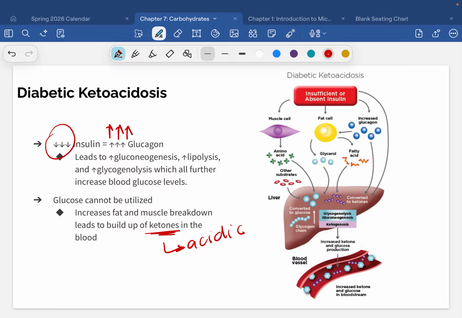The acidic blood, we're going to talk about blood gas levels and blood acidity and blood alkalinity in a couple of chapters, but acidic blood is not a good thing. So eventually the increase of glucagon, the breakdown of muscles, the breakdown of fat, the buildup of ketones is going to lead to acidic blood, which will cause a coma. And eventually, if this is not treated, it will cause the person to die because they have no food.